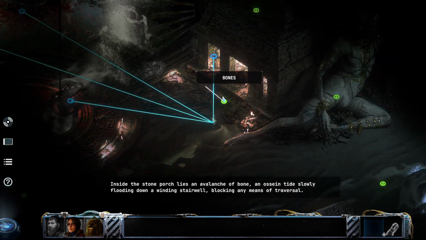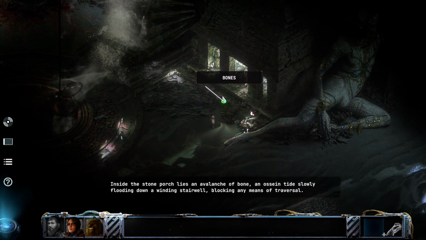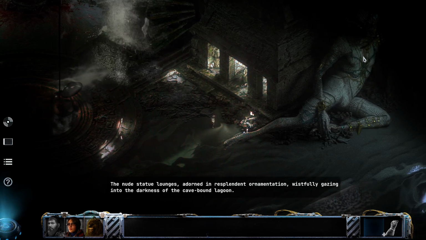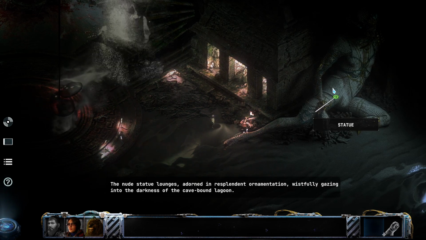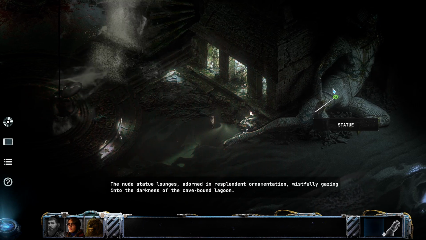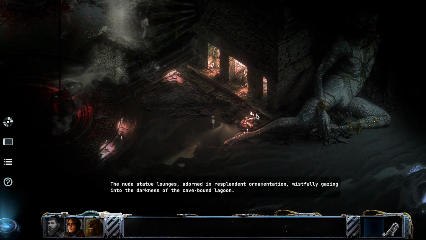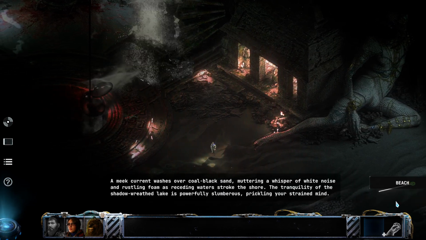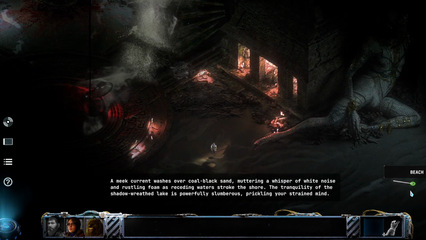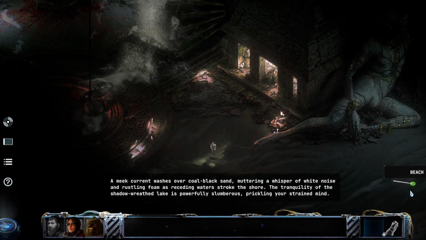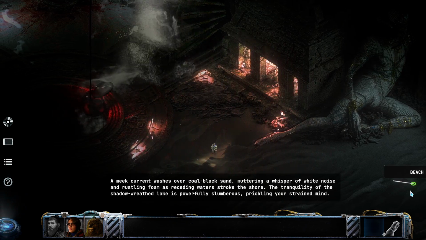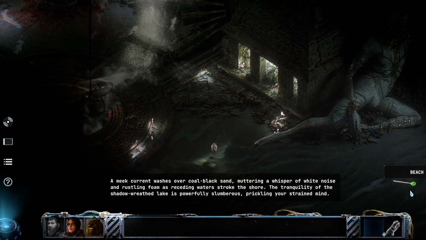Inside the stone porch lies an avalanche of bone, an Ossian tide slowly flooding down a winding stairwell, blocking any means of traversal. And here's some more of those huge statues. The nude statue lounges, adorned in resplendent ornamentation, wistfully gazing into the darkness of the cave-bound lagoon. Oh yeah, well look at this, we have waves, we have like a tide here. A meek current washes over coal-black sand, muttering a whisper of white noise and rustling foam as receding waters stroke the shore. The tranquility of the shadow-wreathed lake is powerfully slumberous, prickling your strained mind.